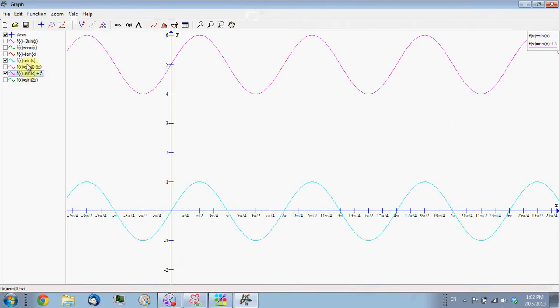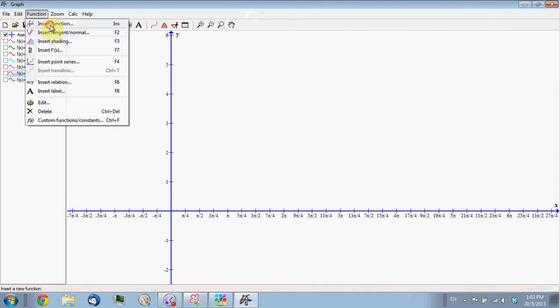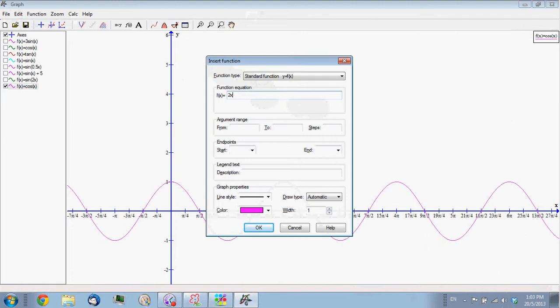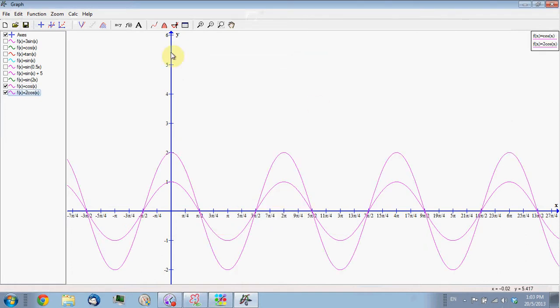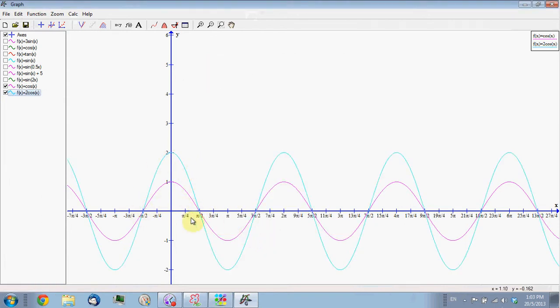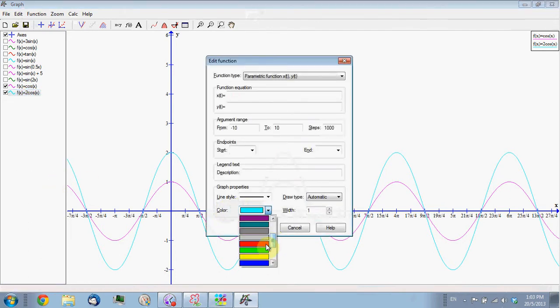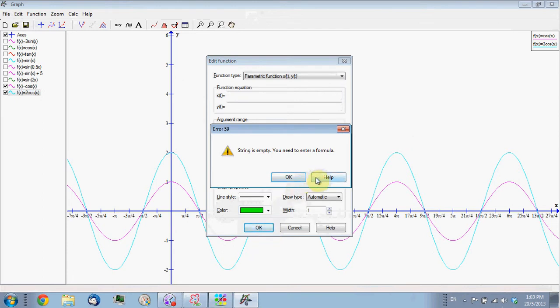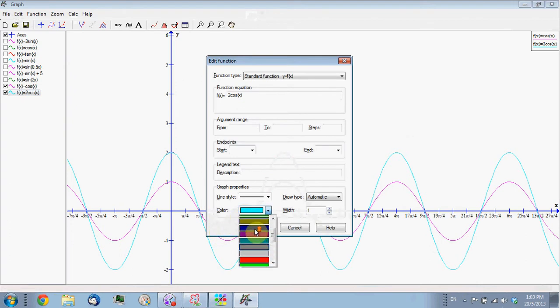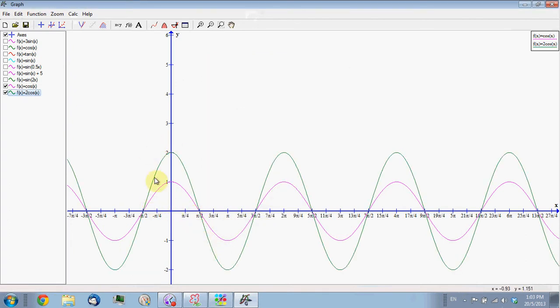Now this applies absolutely the same to cosine x. I'm going to show you here. Draw cosine x. So if I insert a function of, let's say, 2 cosine x, look, same thing, the magnitude changes. It becomes 2 times larger. Okay, so look, it's 2 times more.